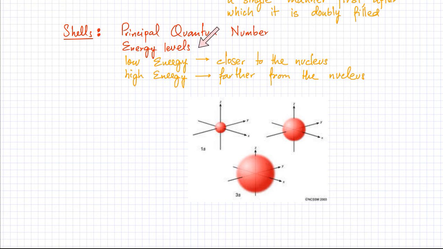So if an orbital or a subshell had low energy, that means that the region would be close to the nucleus, the electron would be less energetic, and it won't be able to go very far away from the nucleus. Vice versa, if a shell had high energy, that means that the electron would be further away from the nucleus and the electron would be more energetic. It could occupy regions much further away from the nucleus.